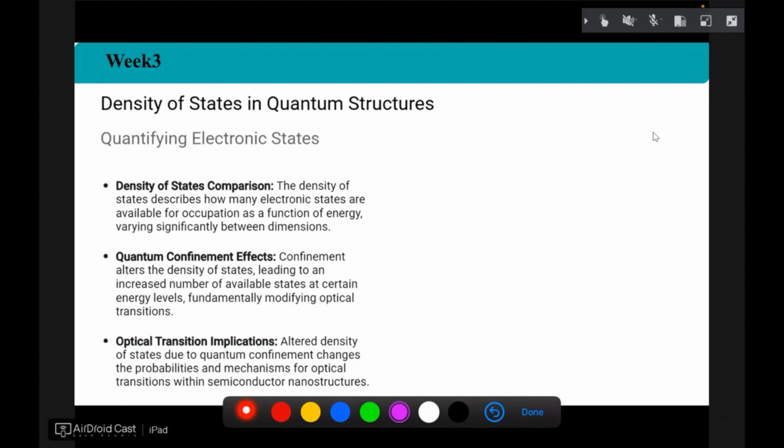So now here we will talk about the density of states in quantum structures. We will basically be quantifying the electronic states. The density of states describes how many electronic states are available, that is, the number of states between E and E plus dE. The number of electronic states available for occupation as a function of energy varies significantly between dimensions.